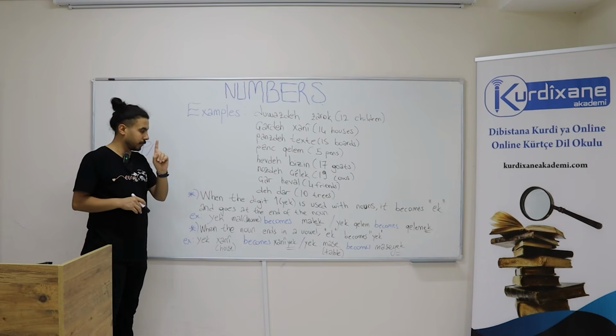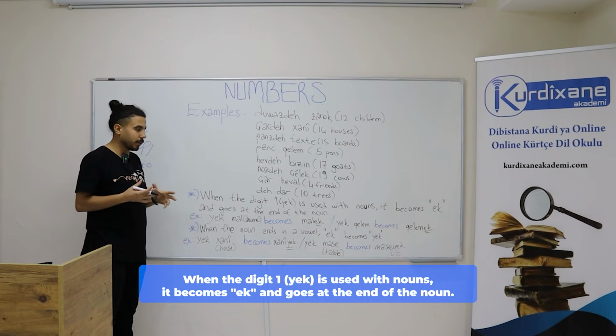Here is something that you need to pay close attention to. When the digit 1, so yek, is used with nouns, it becomes ek and goes at the end of the noun.